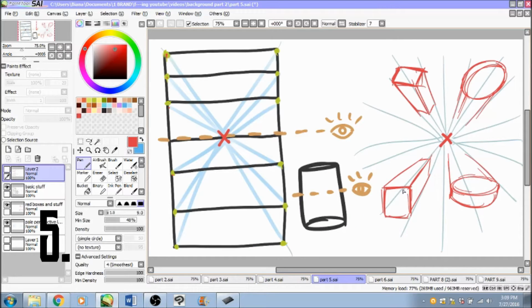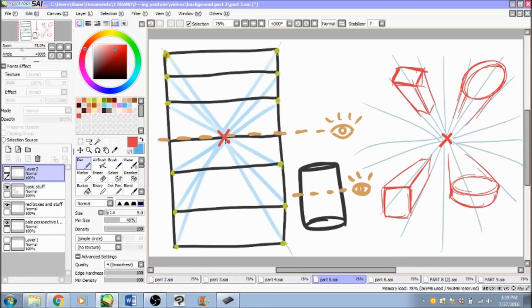Now here we are in part 5, and we're talking about objects in perspective. So here we have your standard bookcase, and our eye level is right here, our vanishing point is right here. Because this is our eye level, we can't see this shelf. It just looks like a strip of wood, right? But what happens on these shelves?